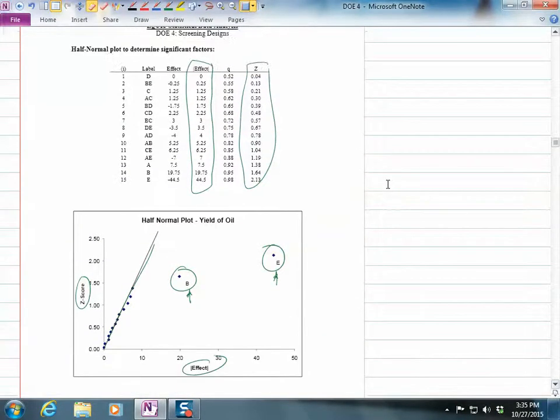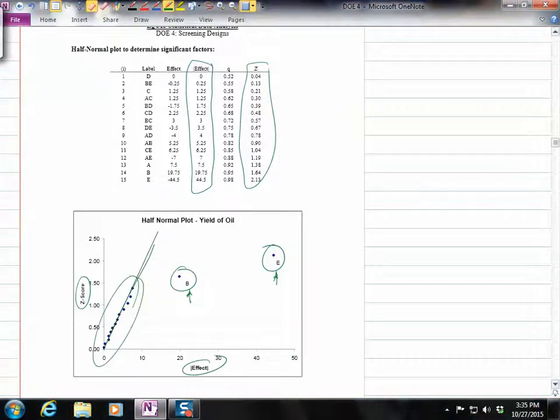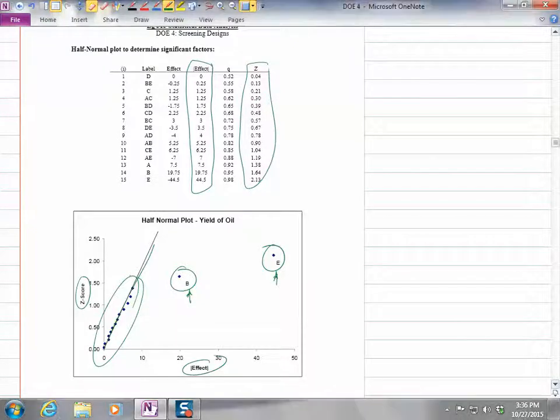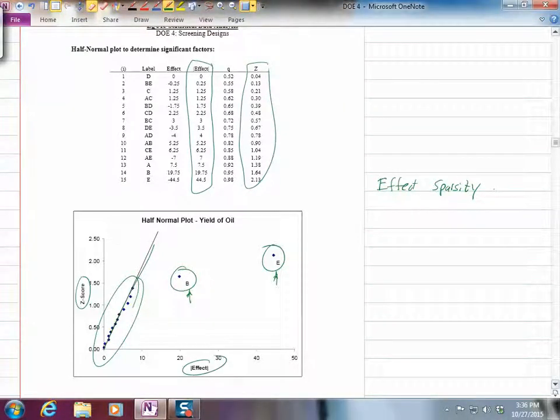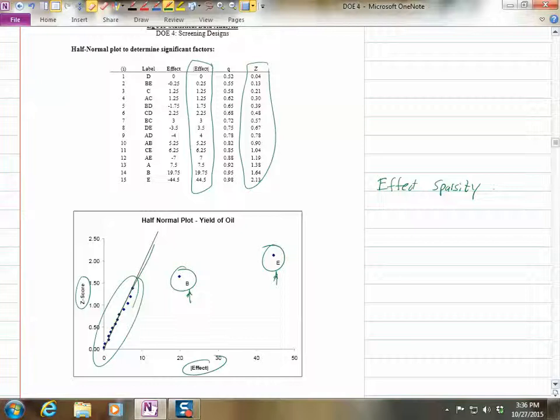This only works if you have enough points here to draw a line, right? And so that means the majority of the effects that you have are just going to be noise, and there are only going to be a few outliers. So that's a guiding principle. It's called effect sparsity. It just says that there are only a few effects that are really significant. Most of what we're going to measure is going to be a reflection of the noise.